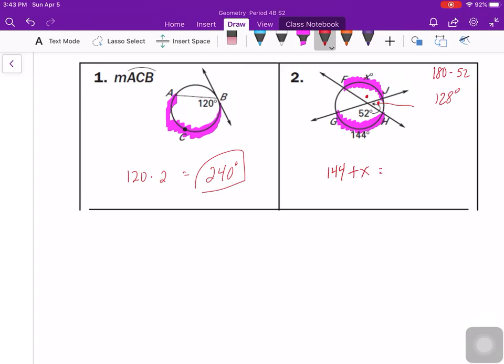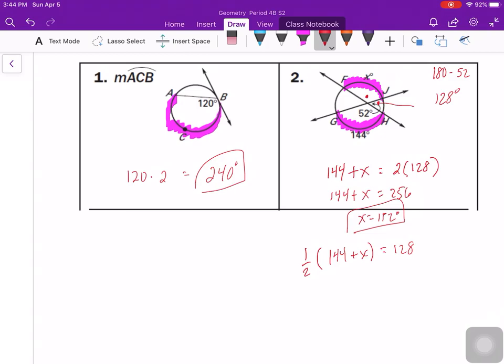So then I know that 144 plus x is going to equal 2 times the angle. Or I could say that half of the arc measure is going to equal the angle measure that we're looking at. Both problems we're going to end up solving the same way. So if I look at 2 times 128, it's going to be 256. So 144 plus the other arc has to add up to 256. If I take away 144 from that, I get x equals 112 degrees. So that would be the arc measure that we were missing in that problem.